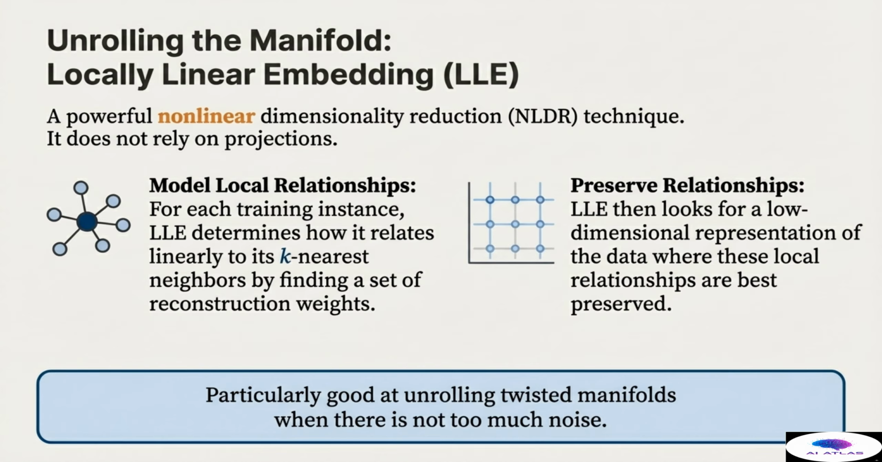The algorithm works by modeling local relationships. For each training instance, LLE determines how it relates linearly to its k nearest neighbors by finding a precise set of reconstruction weights. For example, if point A is between points B and C, it finds weights such that A equals weight B times B plus weight C times C. In the second stage, LLE aims to preserve these relationships. It then searches for a low-dimensional representation of the data where these exact same reconstruction weights hold true. LLE is particularly effective at unrolling severely twisted manifolds, provided the dataset is not too noisy.